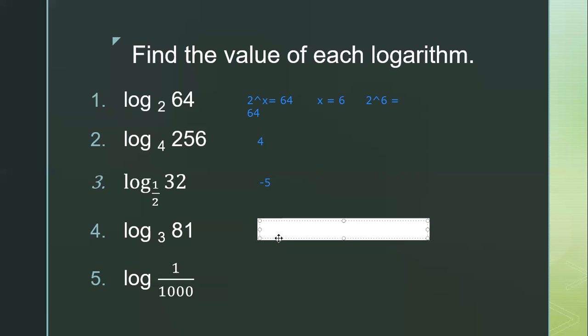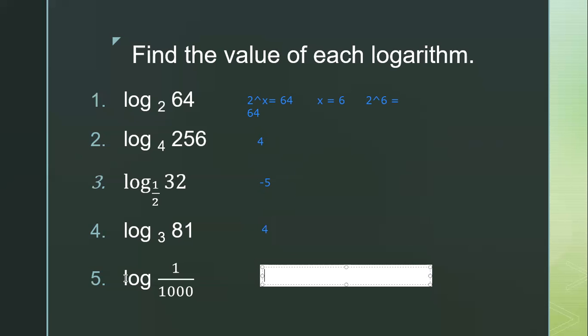Okay? How about if we have the logarithm of 81 to the base 3? To what exponent must 3 be raised so that its value will be equal to 81? And you're correct. That is equal to 4. Because 3 raised to the 4th power: 3 times 3 is 9, times 3 is 27, times 3 equals 81.